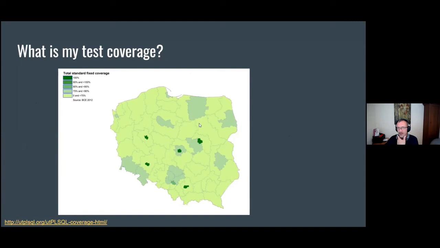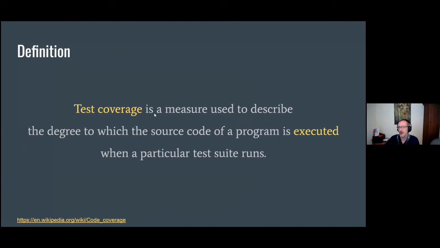Okay, so I mentioned code coverage, and when you think about code coverage, it's like a coverage map that indicates how well the area of your code is covered with tests. What it really means is it's a measure that describes if your code was executed within a particular test run. So it doesn't really say that the code was tested. It actually says that the code was executed.